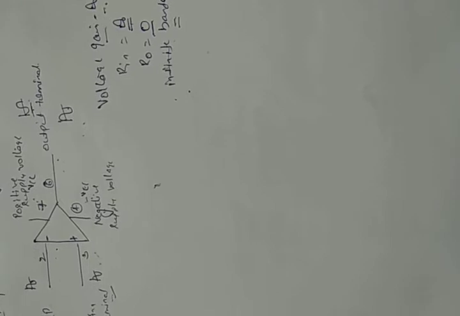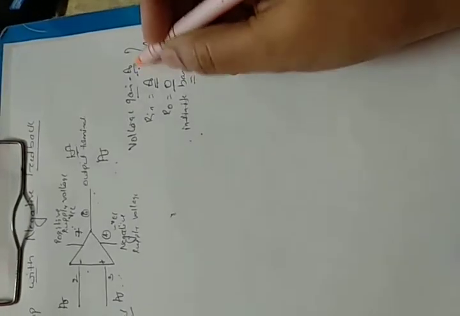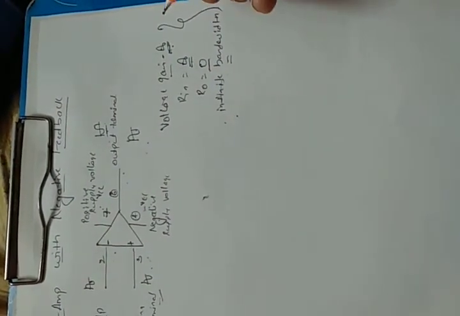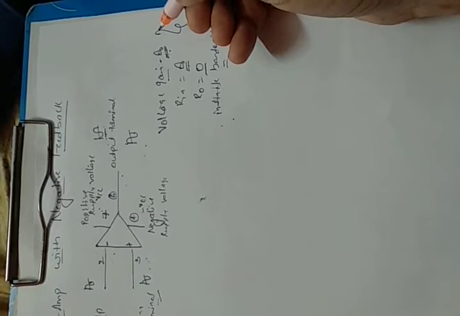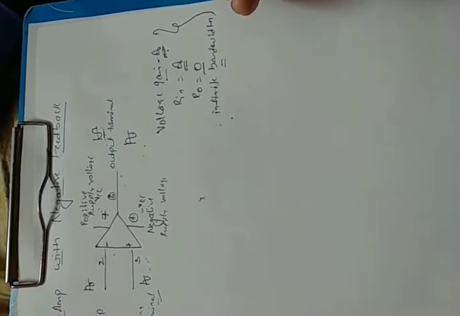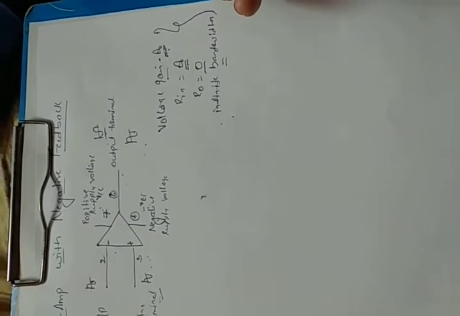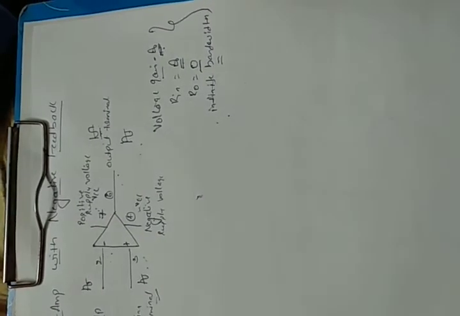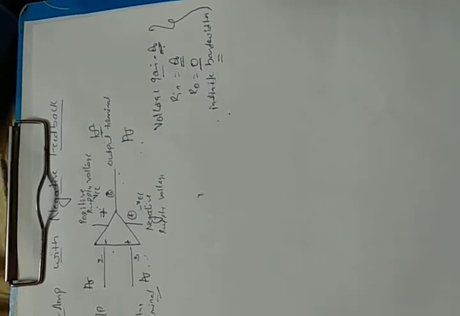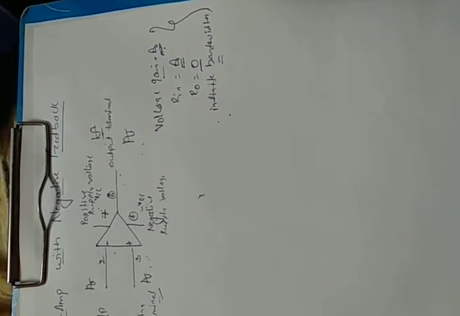Now, the voltage gain of an op-amp is very large, and this voltage gain is not constant, that is, it varies with the temperature as well as the power supply. Since this variation in the voltage gain is very large, open loop op-amps are not preferred for linear applications.